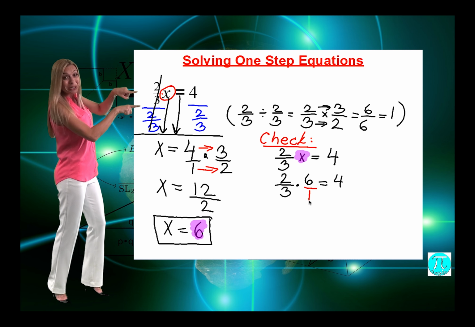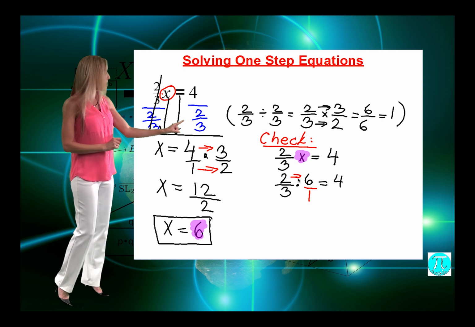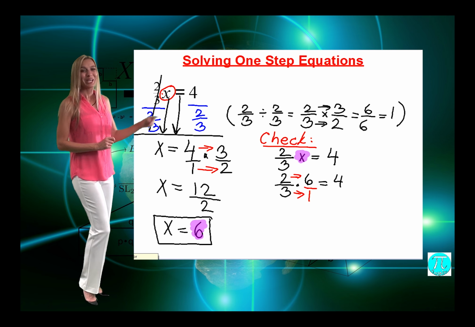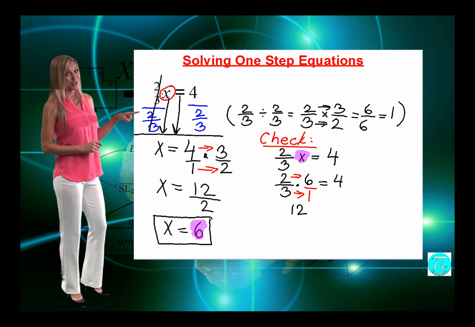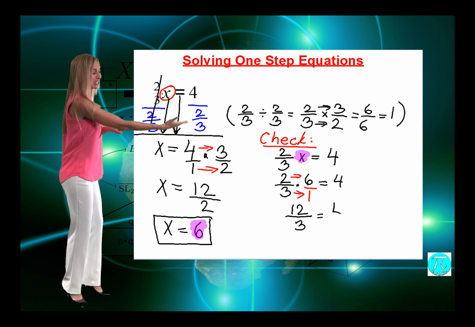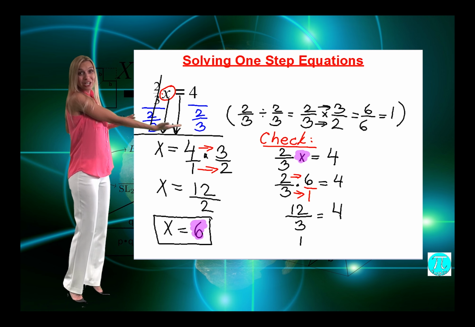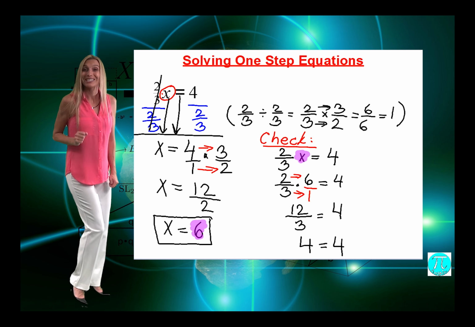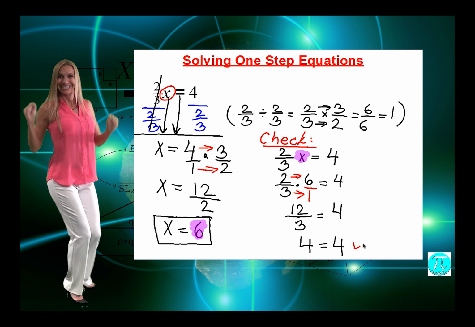Now let's go straight across and see what we've got. 2 times 6 is 12. 3 times 1 is 3, equals 4. A fraction is a division, and 12 divided by 3 is 4. And on the other side, we still have a 4. So both of these are in balance, right? So our solution checked, and we are correct.